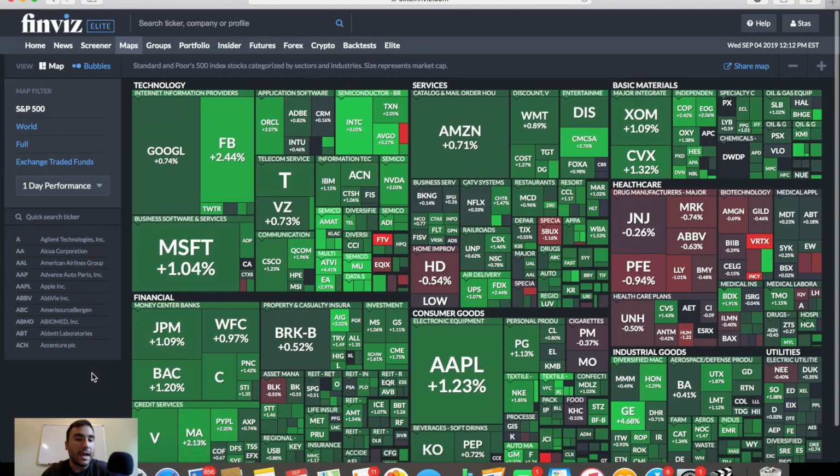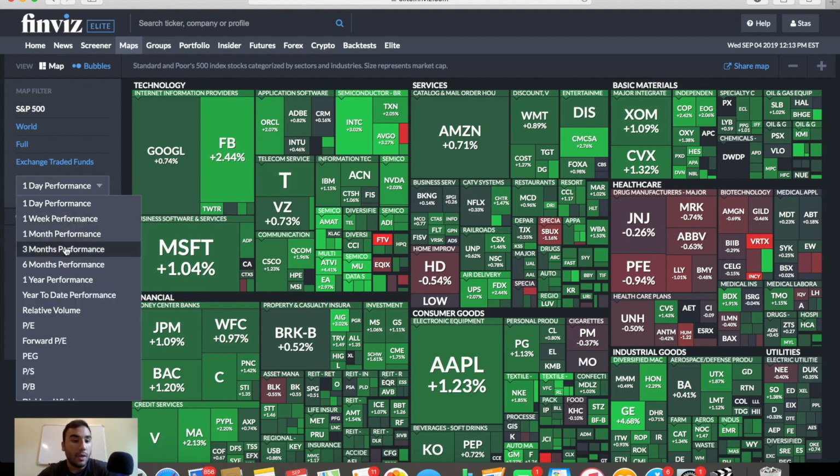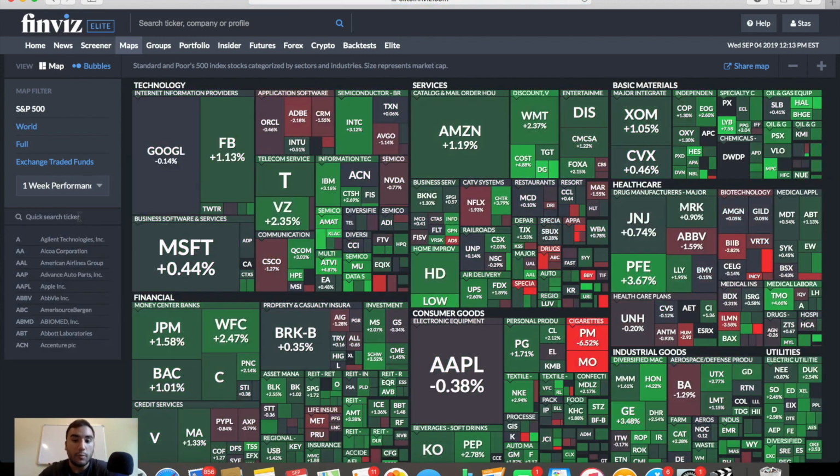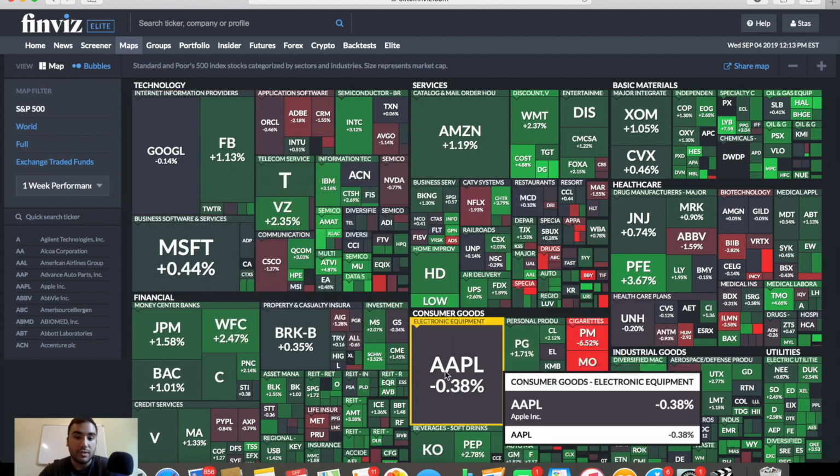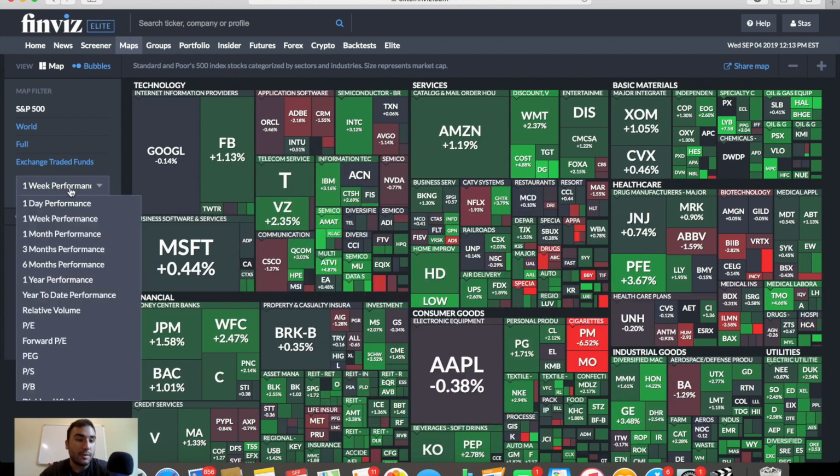And this is awesome, guys. I love this because it gives you a visual of how many stocks out there are green for the day, how many stocks are red, how down are they in terms of percentage, right? And you can also sift through different months of performance and different weeks, right? If you want to see the last week of performance, you can see that. You can see Google's down 0.14%, Apple's down 0.38% in the past week.